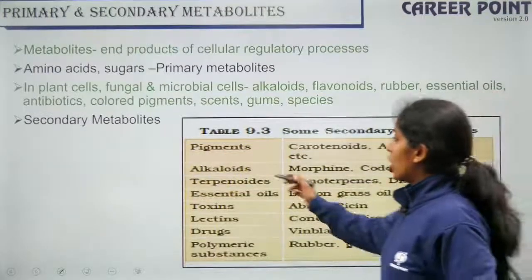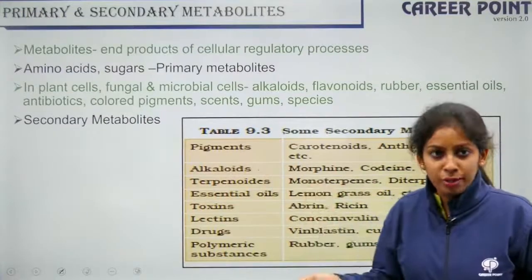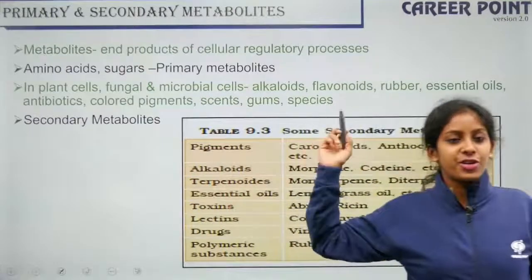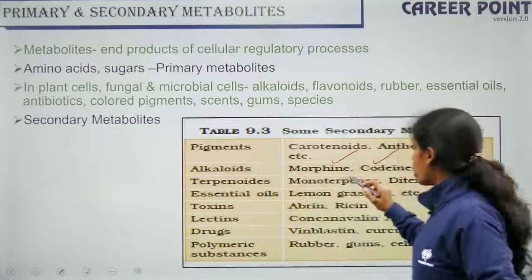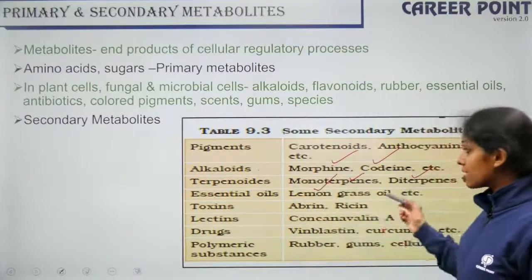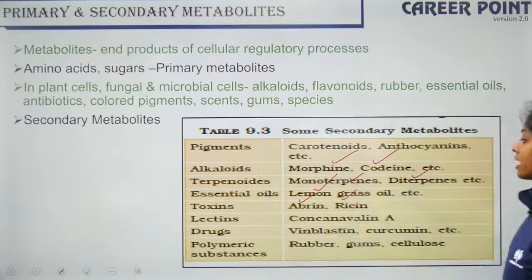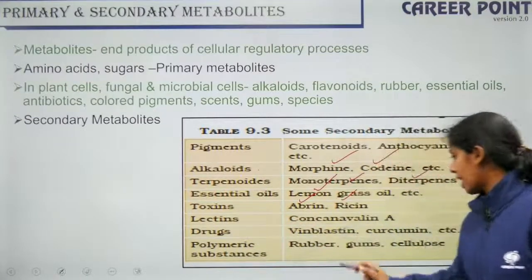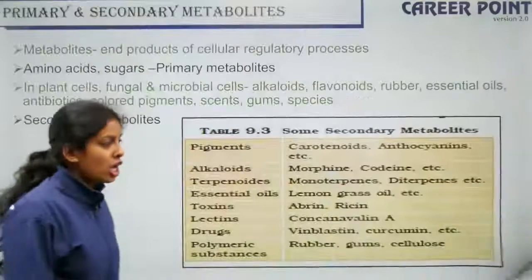Alright, so you have alkaloids in plants, that is a secondary metabolite. The plant synthesizes food, glucose, and this is used to synthesize all these compounds. So these are secondary metabolites. Alkaloids like your morphine and codeine, terpenoids like your monoterpenes and diterpenes, essential oils like your lemongrass oil, toxins like your abrin and ricin, lectins like your concanavalin, drugs like vinblastine, curcumin, polymeric substances like your rubber, gums and cellulose. Alright, yes, fine. So we'll stop here.